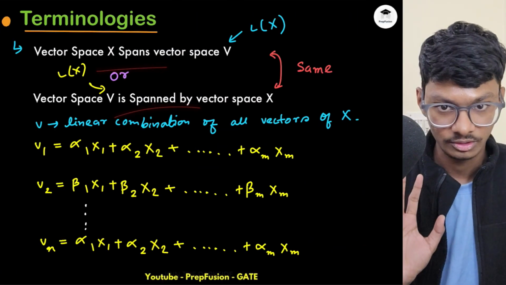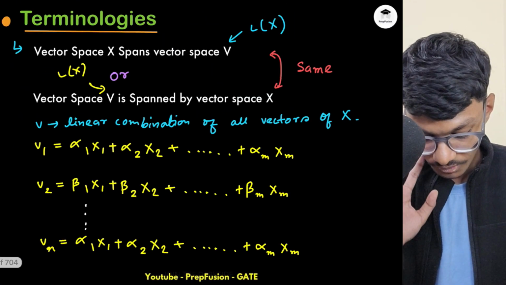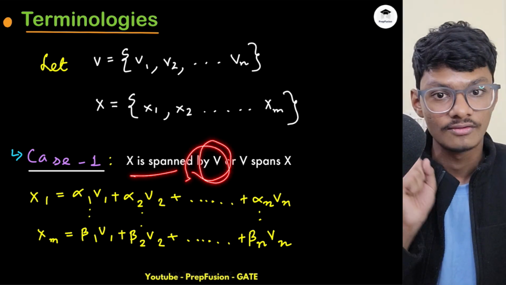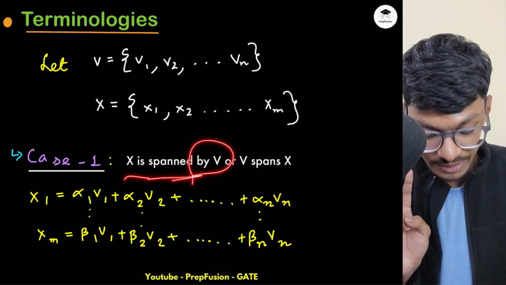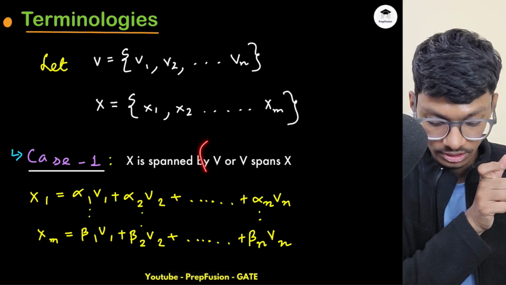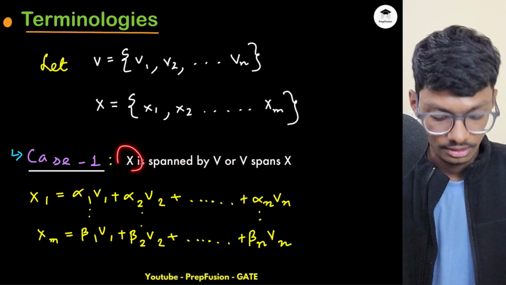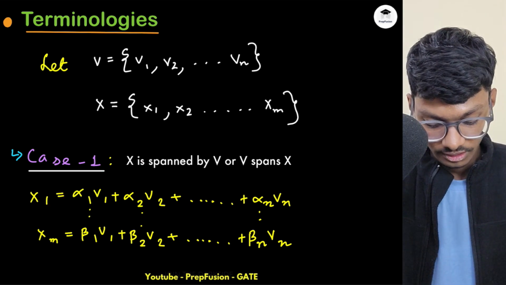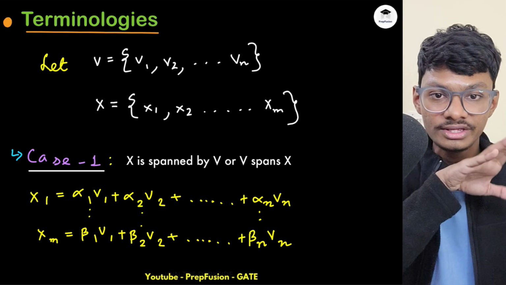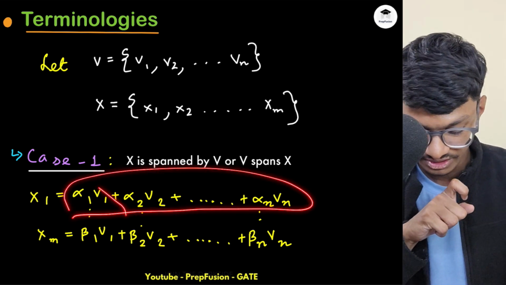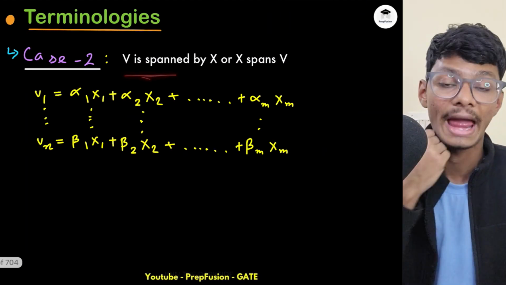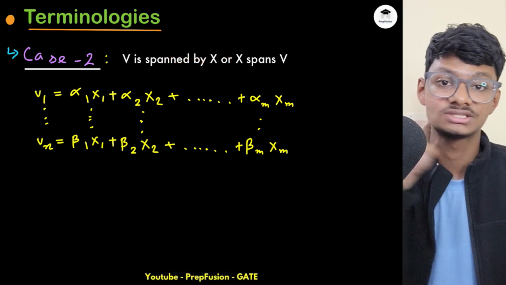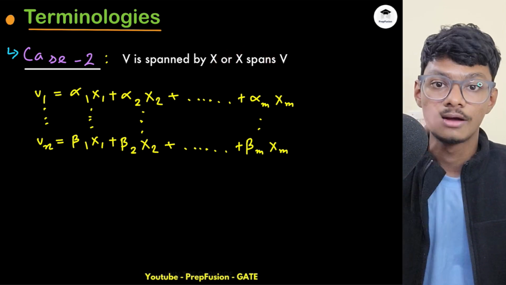Then I told you about the terminologies. I hope you got that clear. If it is written that X is spanned by V, that means all the combinations of V can be written as x. Now V spans X, so all linear combinations of V are spanning X. Here V is spanned by X, so all linear combinations of X are spanning V. X spans V, so all linear combinations of X are spanning V.